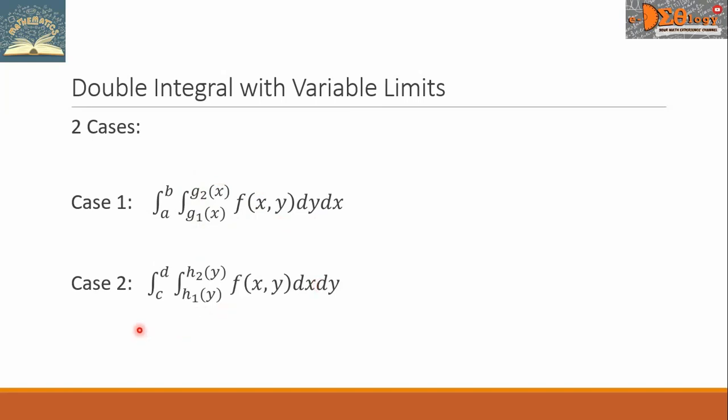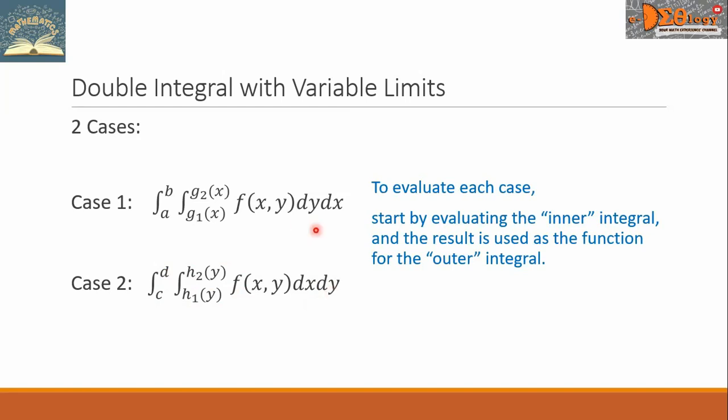Case 2 is here, the integral from c to d. And the second integral with variable limits. The lower limit is h sub 1 of y, and the upper limit is h sub 2 of y. The function f of xy dx dy. To evaluate each case, start by evaluating the inner integral, and the result is used as the function for the outer integral.